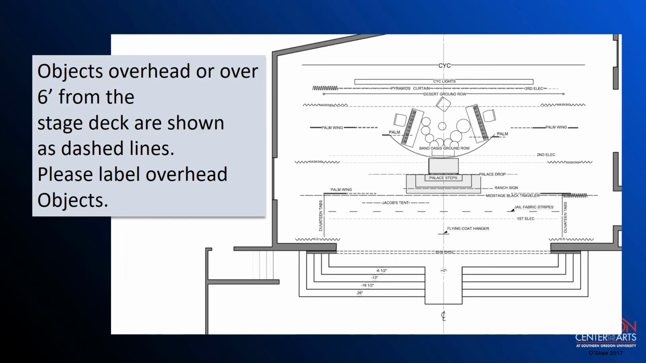Objects overhead, over the 6-foot cutting plane from our stage deck. Remember, our ground plans have that 6-foot level, the top of the actor's head, 6 foot off of the stage floor, is what we are using as our big horizontal section cutting plane to cut through. So things that are above that 6-foot stage deck are shown as dashed lines, and you want to label those overhead objects. So the desert ground row, pyramids, curtain, Jacob's tent, all these things that are flying in are labeled on a ground plan, at least on a cumulative master ground plan.